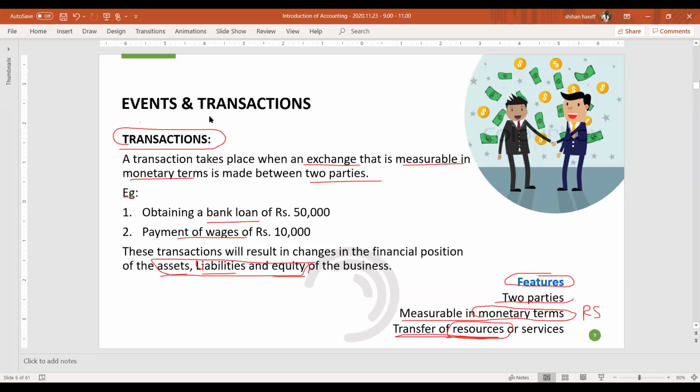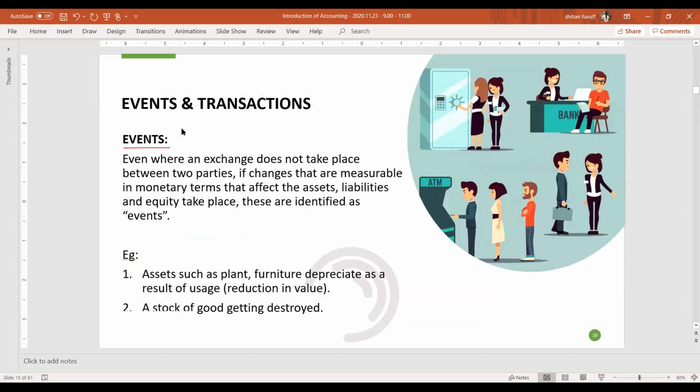Not only transactions, there is another input which is called events. So what is meant by an event? Event means that even though an exchange does not take place, there is a change in the assets, liabilities, and equity. There is a change.